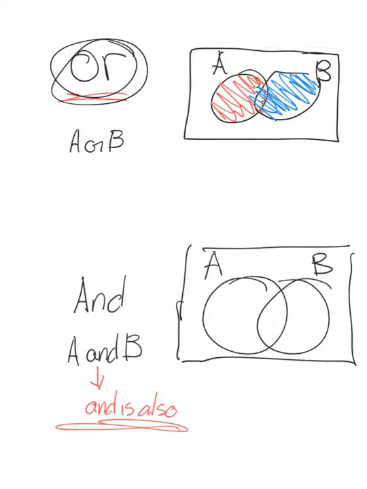So what is in A? What's in A is all of this stuff around here. And what's in B? All of that stuff. But what's in A and what's in B is just this stuff. So those are really the two differences that you need to know at this point between "or" and "and."